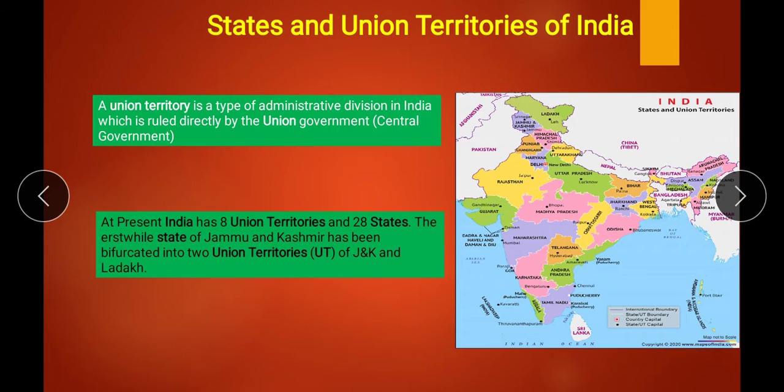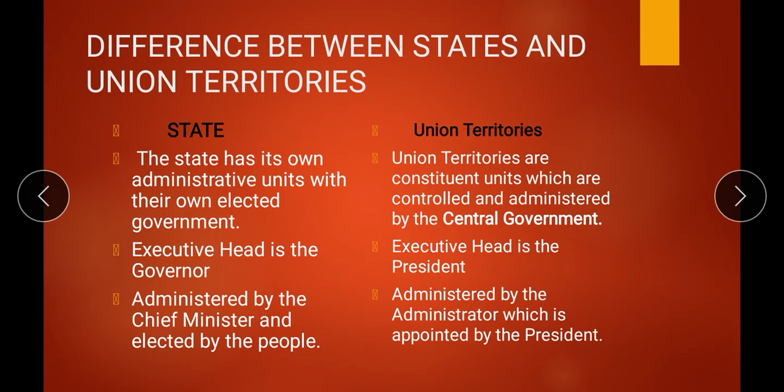Let's first of all try to understand what is the difference between the UTs and states. The state has its own administrative unit with their own elected government. Union territories are constituent units which are controlled and administered by the central government. This is the first difference. The executive head is the governor in the states and the executive head is the president in union territories. Administered by the chief minister and elected by the people. Administered by the administrator, which is appointed by the president.